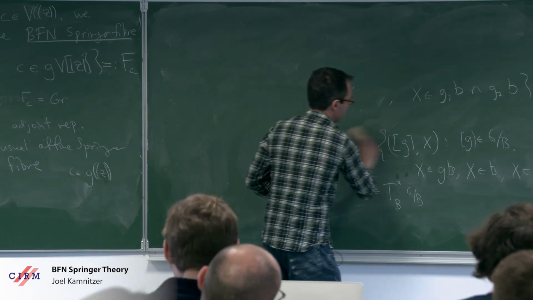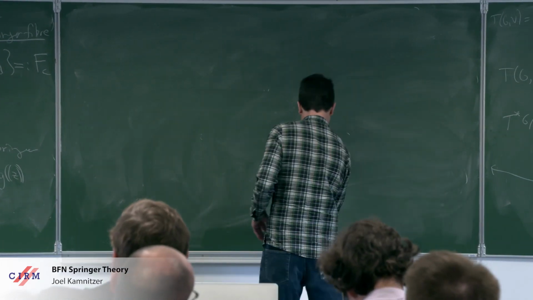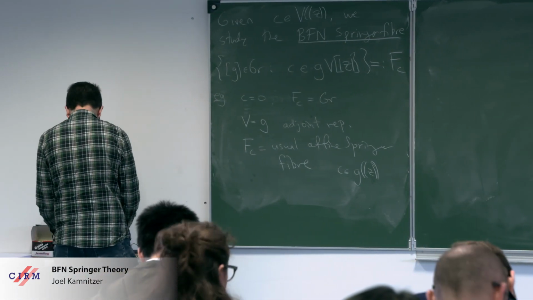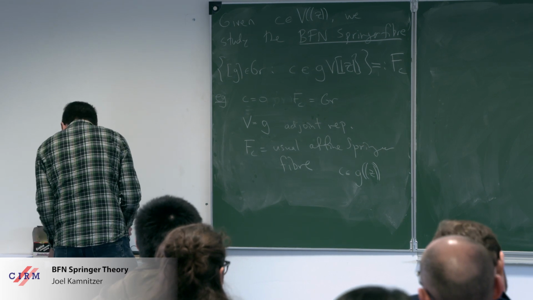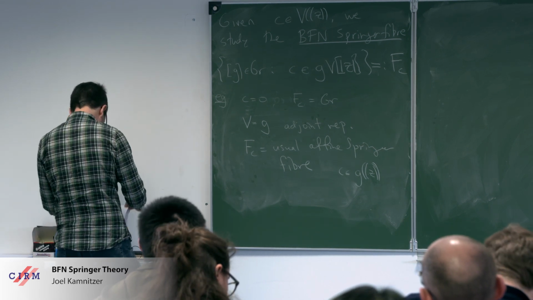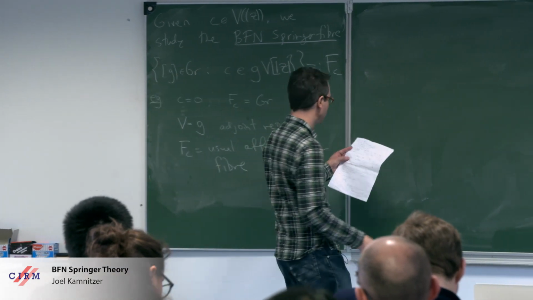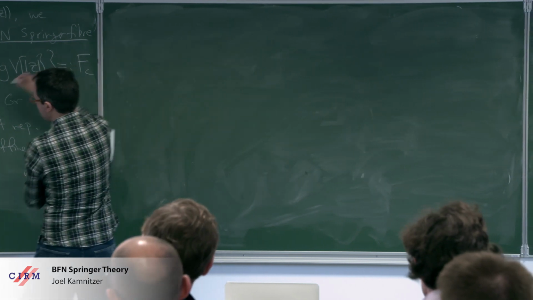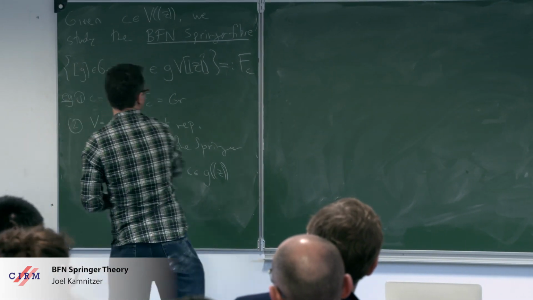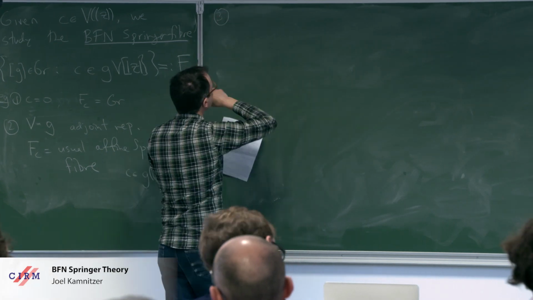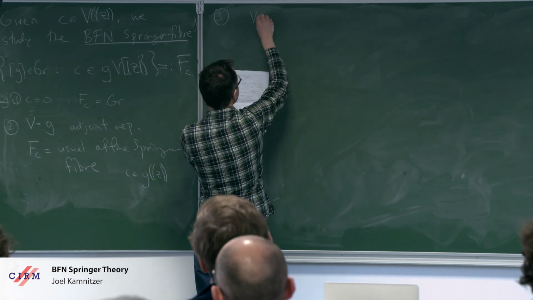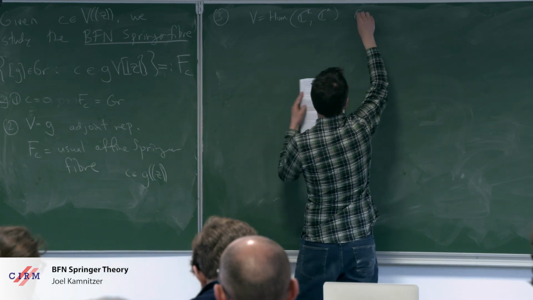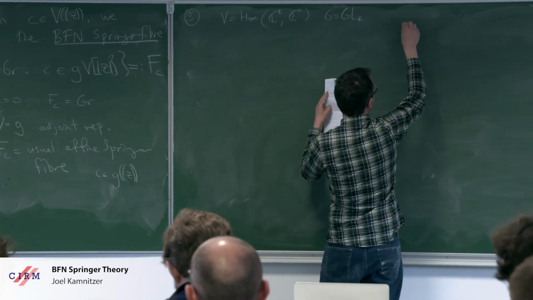Let me show you a typical example that I'm more interested in. Here's a more typical situation which I like. We could take, so another example, we could take our V just to be Hom(C^K, C^N), and G to be GL_K. In other words, I just have this quiver.